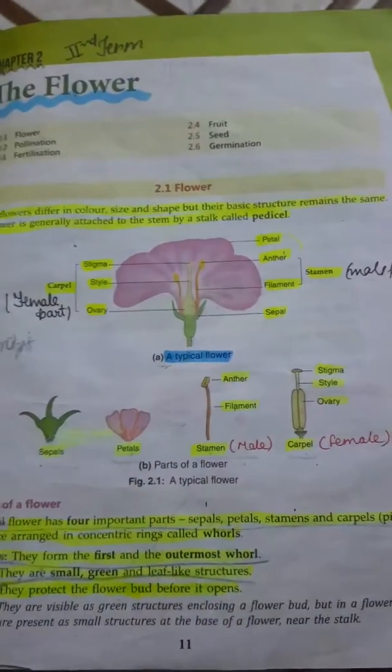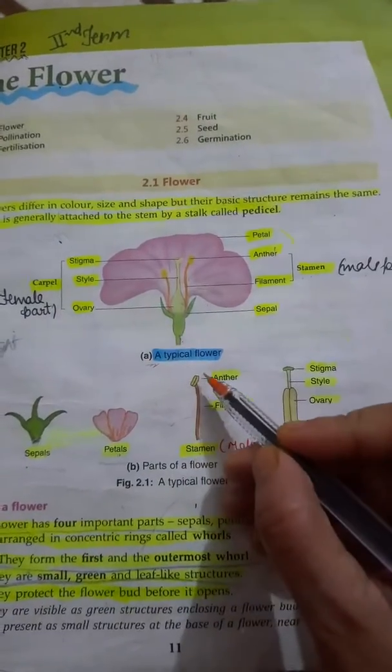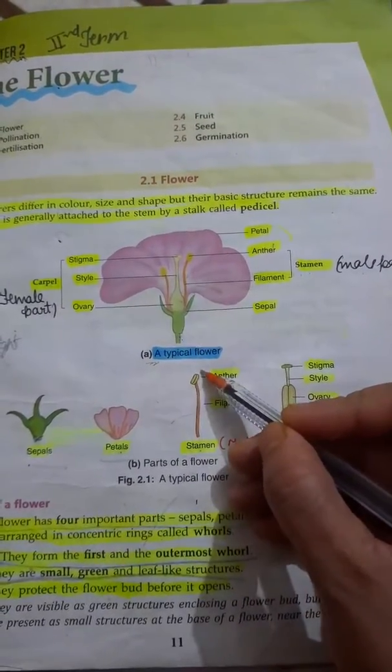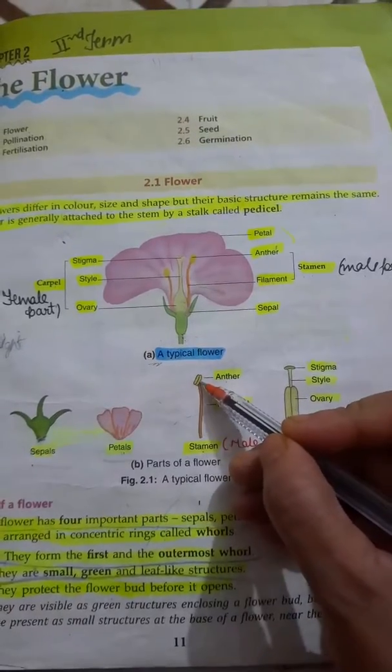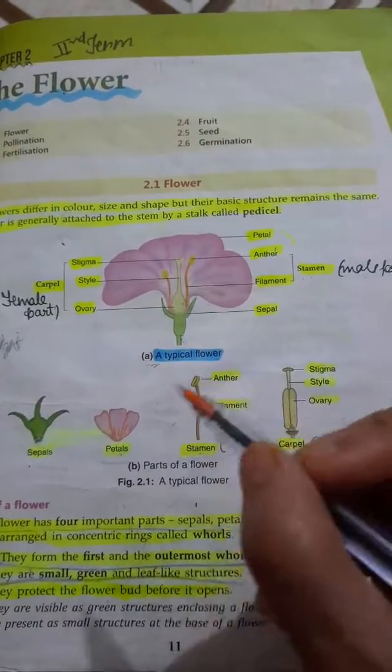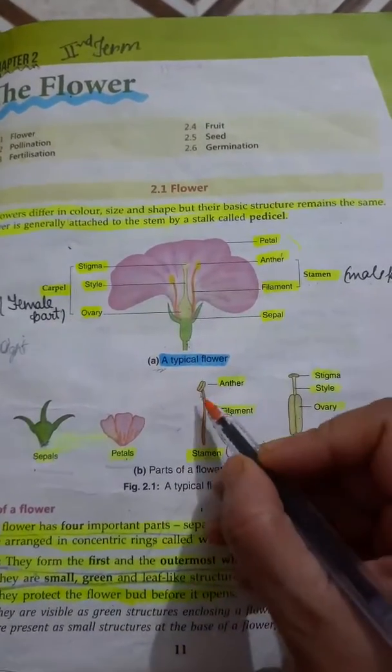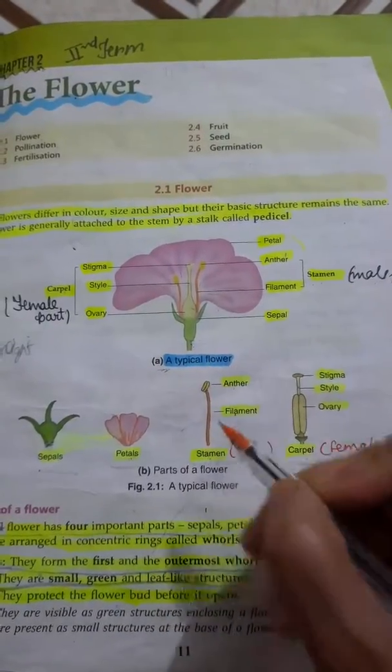The stamen is made up of 2 parts. The upper part, which is bilobed, is known as the anther, which contains the pollen grains. Pollen grains means small dust-like particles which contain the male cells. And the second, long part is known as the filament.